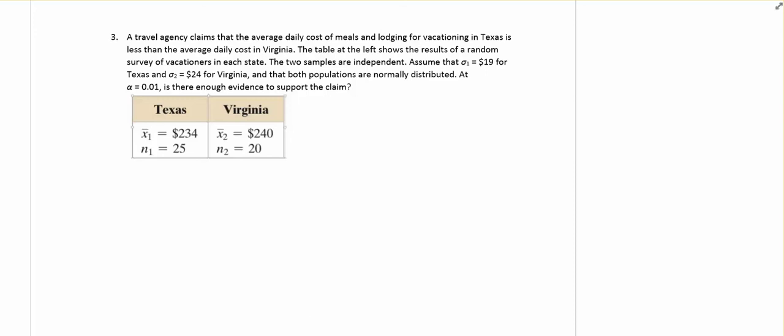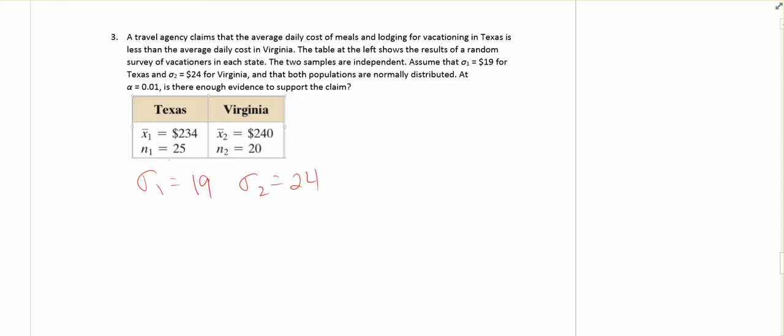Hi again, this is part 2 to the notes for 8.1 and 8.2. We have 2 more problems to work through in this section. The first one gives us sigma. If you read through, we're given that sigma for the first population is assumed to be 19 and sigma for the second population is 24. And the samples are independent, normally distributed.